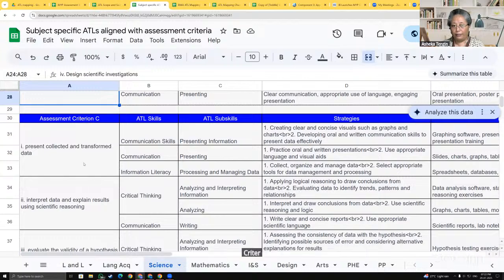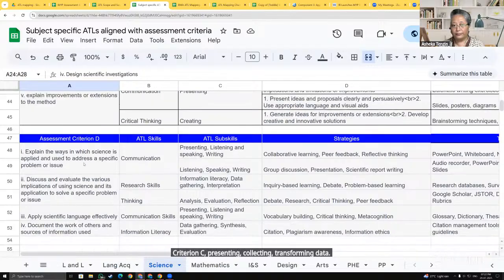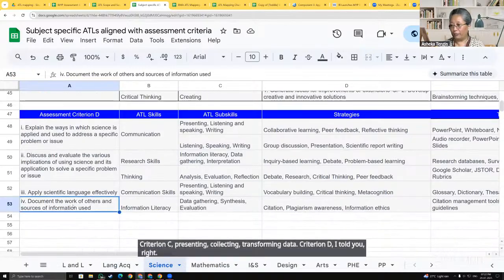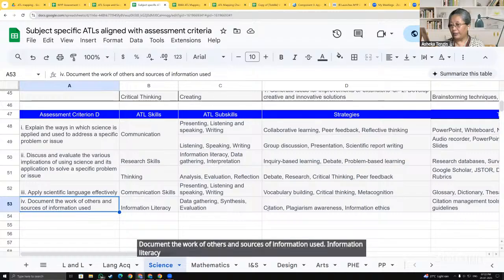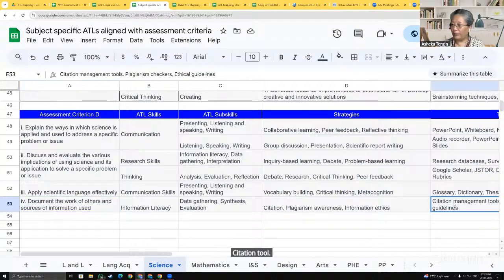Criterion C, presenting, collecting, transforming data. Criterion D, I told you, right? Strand 4. Document the work of others and sources of information used: information literacy, data gathering, synthesis, evaluation, citation, plagiarism awareness, information ethics. Citation tool, whether MLA or APA, how to cite.